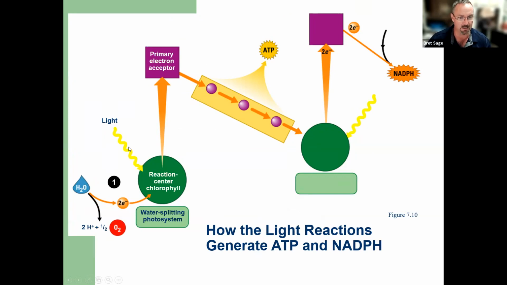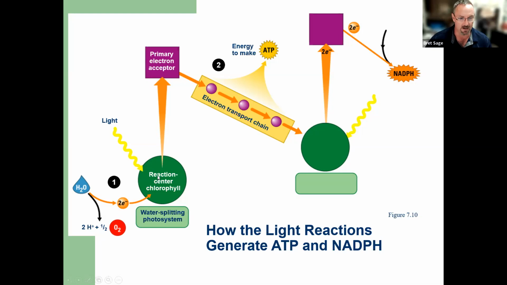Water. How do we split it? We use light. So the light hits this reaction center, splits the water into hydrogens and oxygens. These oxygens are going to leave. These hydrogens are going to get hooked up way over at the end here as the hydrogen. And that's the reason why you do it.